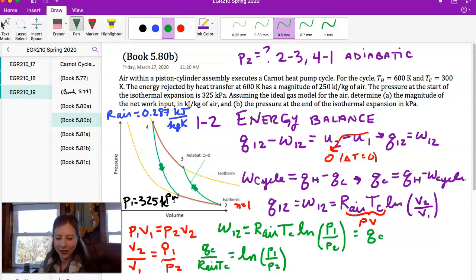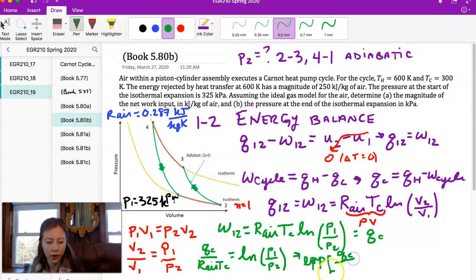All right, back together. So in this case, we need to solve for P2, and so let's raise each side. Let's do e raised to the power of QC over R air T. So let's do EXP, the exponential of QC over R air T. This is just another way of writing a function. So this means e to the power of QC over R air times TC. That's just another way of writing it so we can make the exponent easier to read. And that's equal to P1 over P2.